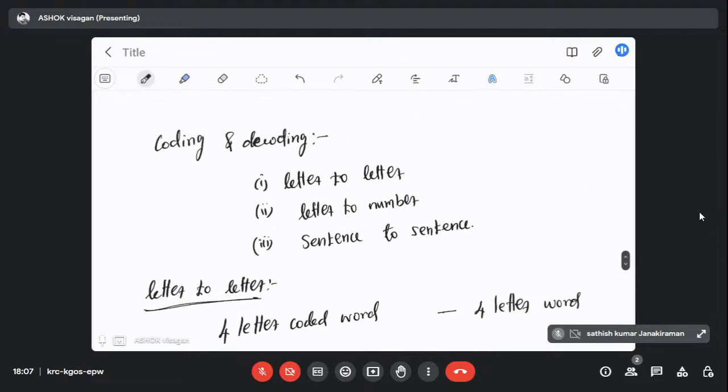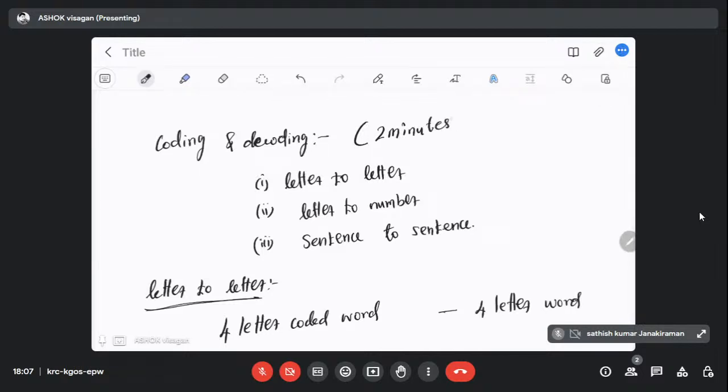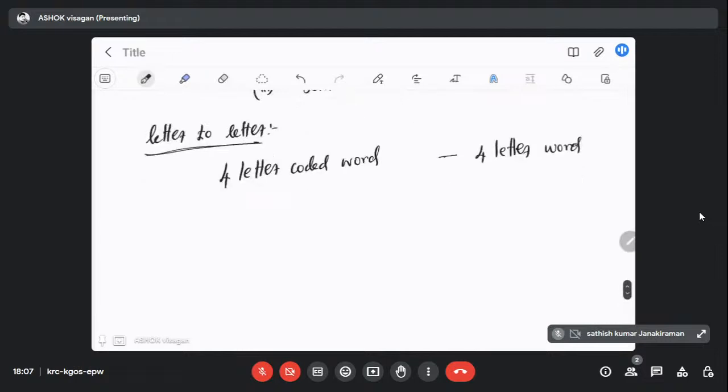The overall time you need to take to solve coding and decoding is 2 minutes. Don't take more than 2 minutes on any single question. If you cannot solve the question in 2 minutes, just bypass the question and move on. Don't worry about anything. Here, if they are giving the 4-letter coded word and asking you to find the code for a 4-letter word, just simply solve it. You'll be getting the answer.